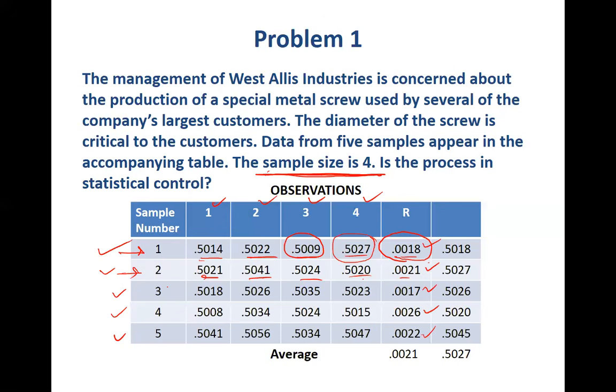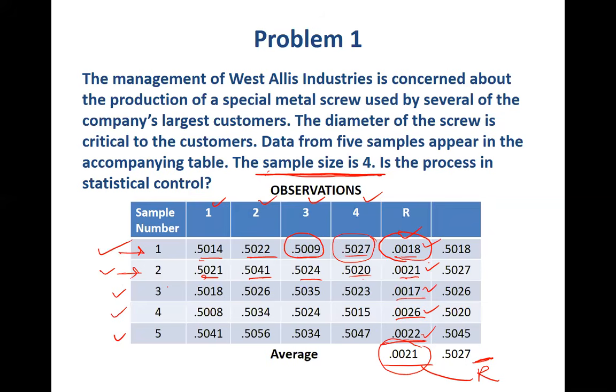Once we have the range for all samples, then we take the average of these 5 values. So this number, 0.0021, essentially is the average of the numbers that we have here: 0.0018, 0.0021, 0.0017, 0.0026, and 0.0027. So now we have this value of R bar, which is the average of the range, which we need to calculate or get the R chart. Okay, so that's one thing which we want to keep in consideration.